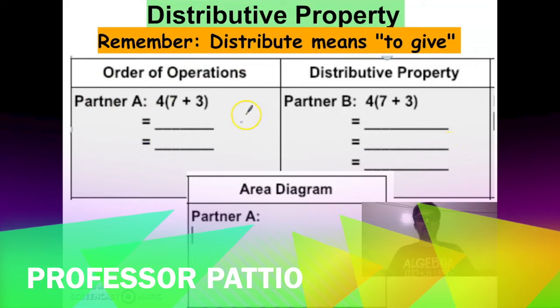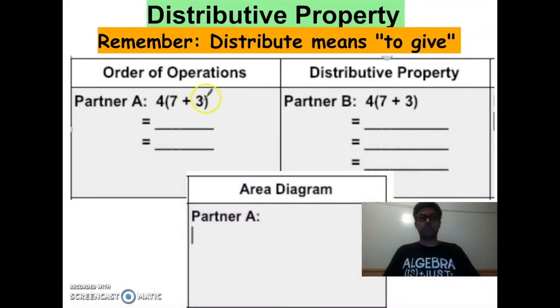Alright, now let's take a look at two ways to simplify an expression like 4 times the quantity 7 plus 3. So here we're going to do the order of operations way first, and then we're going to do the distributive property way. Okay?